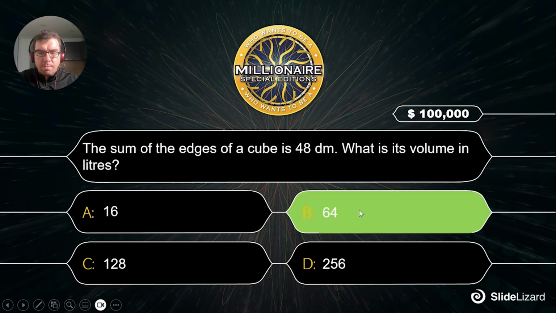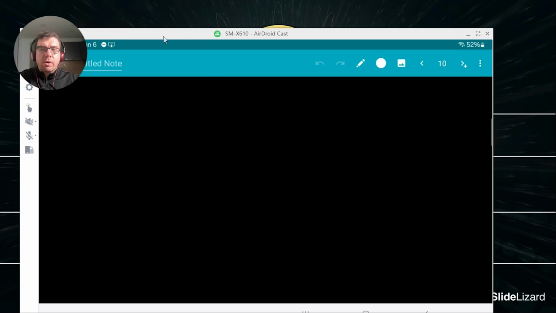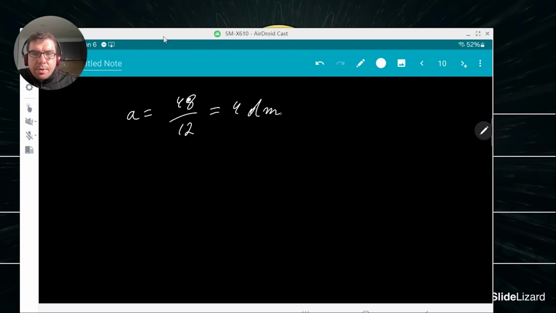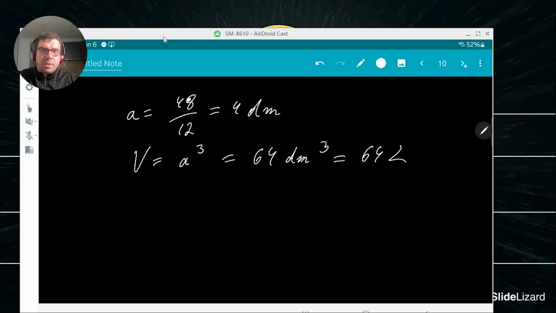B, 64, right? The cube has 12 edges in total, all having equal lengths. So A, the length of the edge, is just 48 divided by 12, which is 4 decimeters. And then the volume is just A cubed, which is 4 times 4 times 4, which is 64 decimeters cubed, the same as 64 liters, because 1 liter equals 1 decimeter cubed. All right, and that's the answer.